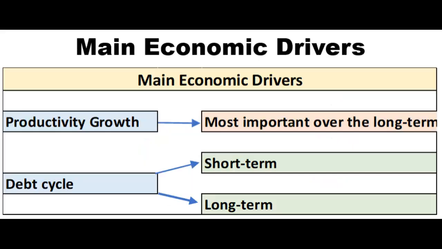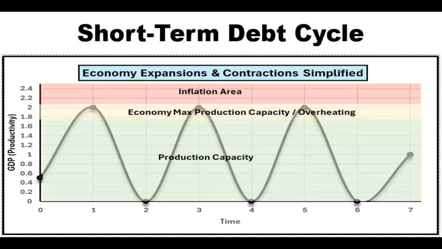The main drivers in an economy are productivity growth, the short-term debt cycle, and the long-term debt cycle. The medium behind these drivers are transactions that are initiated by individuals who have needs and wants which entice them to engage in the transfer of money or credit for goods or services. The short-term debt cycle transpires between 5 to 8 years.